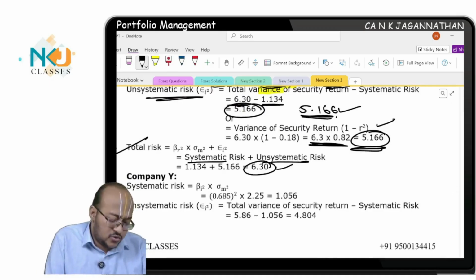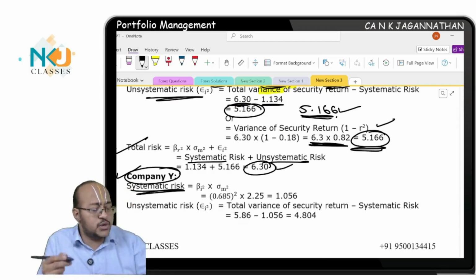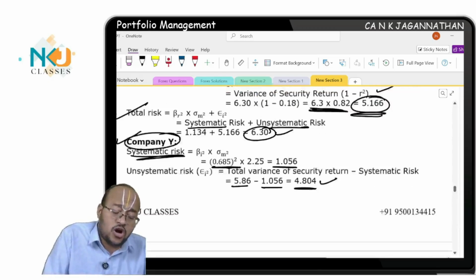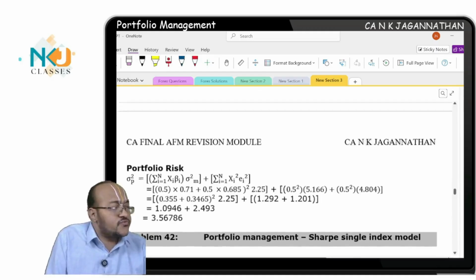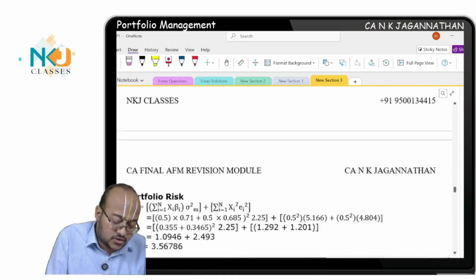They have asked. Okay, next come to company Y. Same drill. Systematic risk, how to find out? Beta Y squared into sigma m squared. Okay, you will get 1.056. Total risk minus systematic risk, you will get unsystematic risk, or 82% of the total risk of this security Y, you will get unsystematic risk of 4.08.